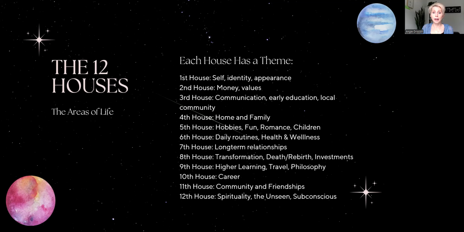Fourth house, home and family. Fifth house, hobbies, fun, romance, and children. Sixth house, daily routines, health and wellness. Seventh house, long-term relationships. Eighth house, transformation, death and rebirth, investments. Ninth house, higher learning, travel, and philosophy. 10th house, career. 11th house, community and friendships. 12th house, spirituality, the unseen, and the subconscious mind. Again, this is just a very basic breakdown.